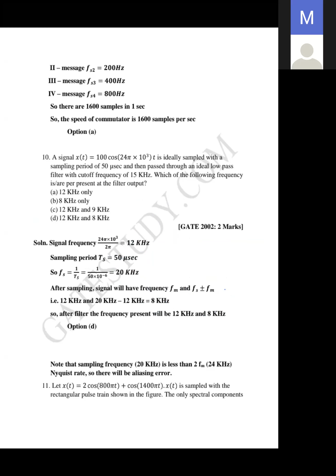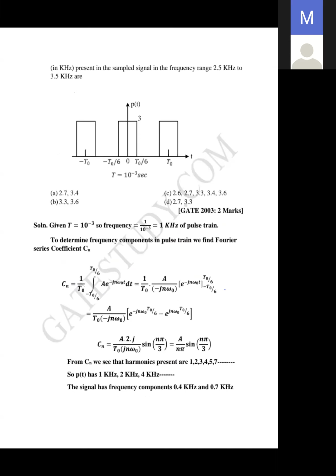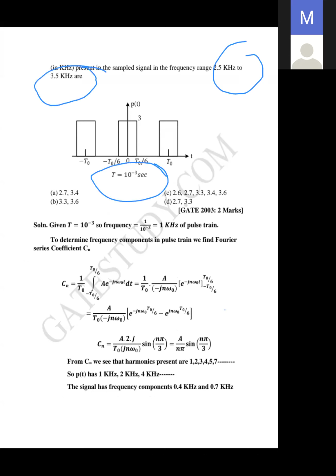So the next question. Let x(t) be equal to 2 cos(800πt) plus cos(1400πt). x(t) is sampled with the rectangular pulse train shown in the figure. The only spectral components in kilohertz present in the sampled signal in the frequency range 2.5 kilohertz to 3.5 kilohertz. The diagram is given. They are asked to find the values present in this range, 2.5 kilohertz to 3.5 kilohertz. They have given T as 10 to the power minus 3 seconds. We need to find which values are available in this range.